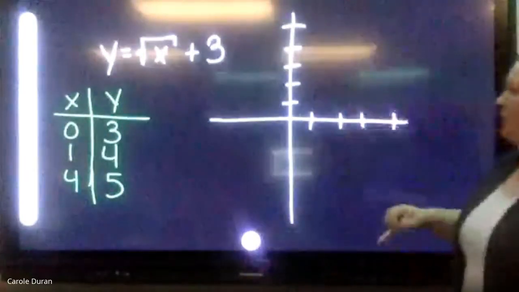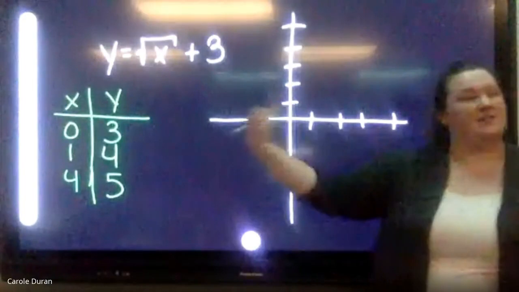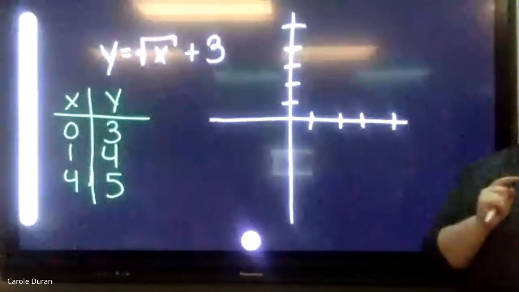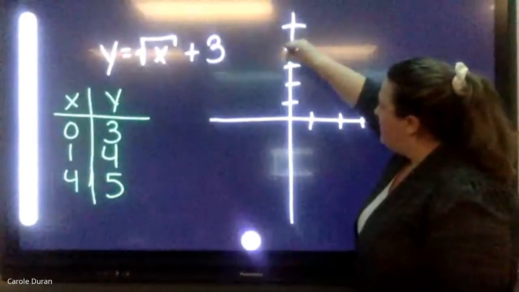We started with our first point, which was 0, 3. Remember, our x's go horizontal, our y's go vertical. We always do the x's first. I had no x, so I stay at 0, and I go up 3 to get my first point.